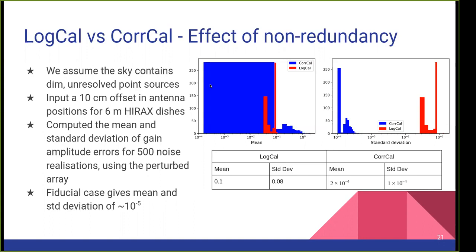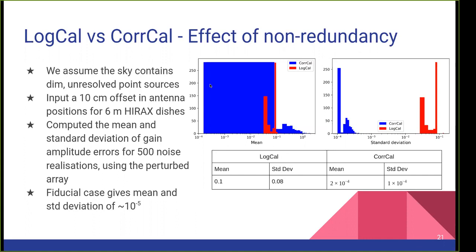This is not including any bright sources, not assuming that we have any bright sources in the sky when we're doing our calibration. You can see in the left plot for the mean that CorrCal covers a bit of a range of mean values. These are the gain errors.